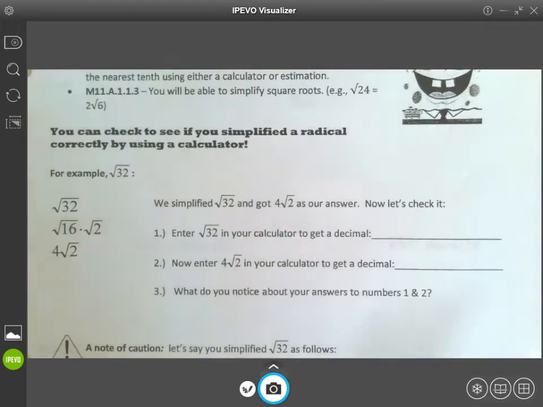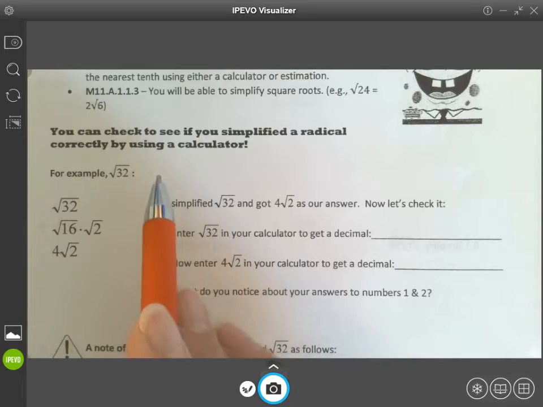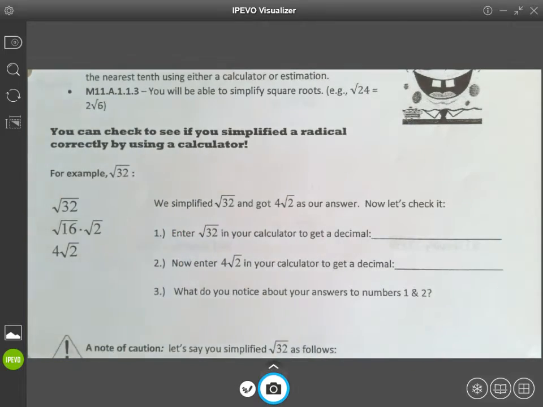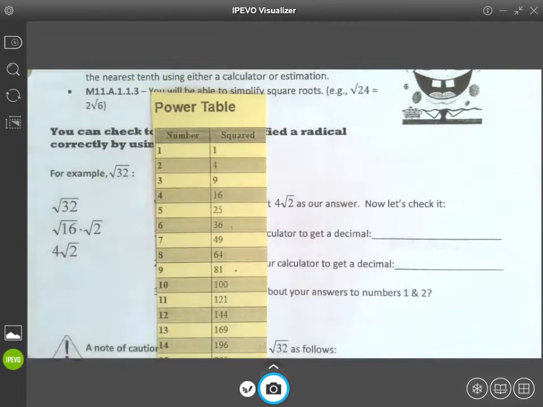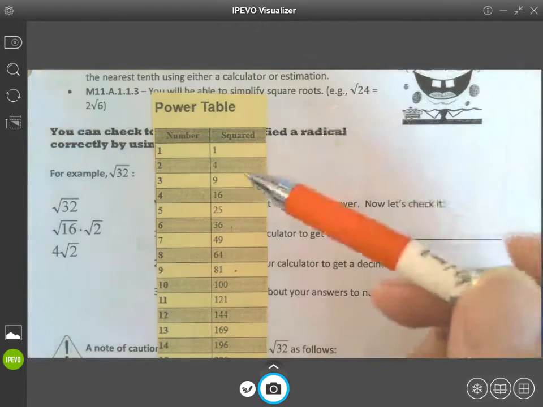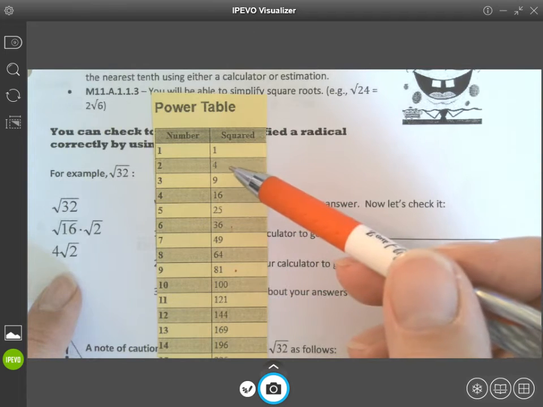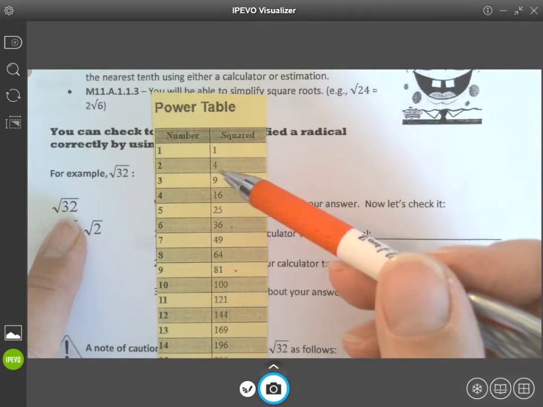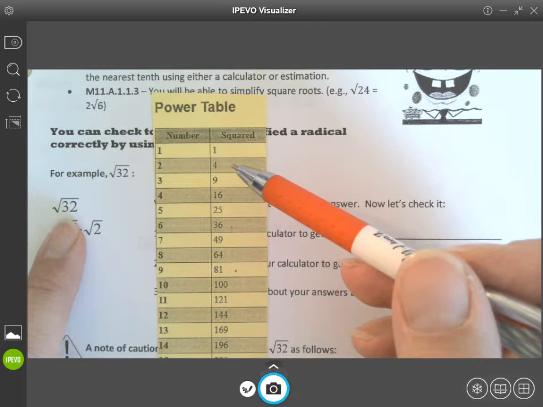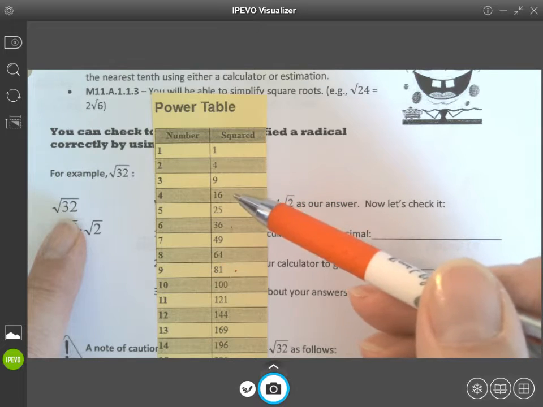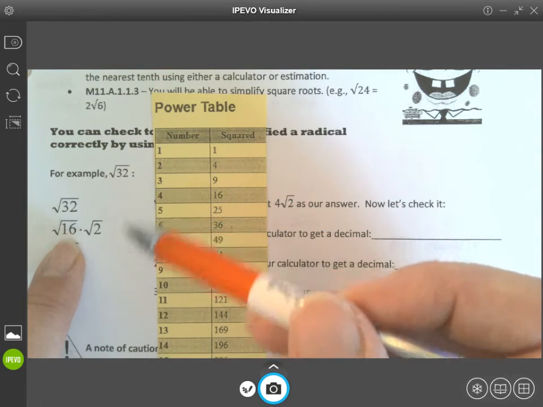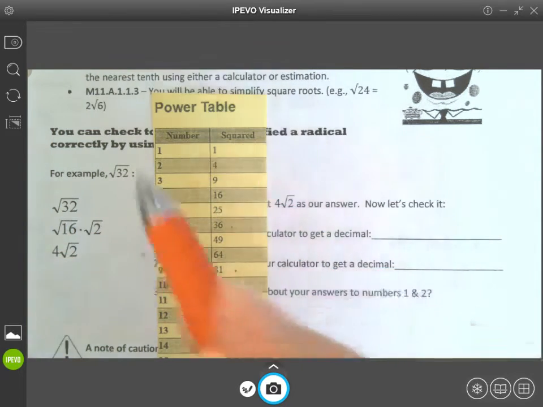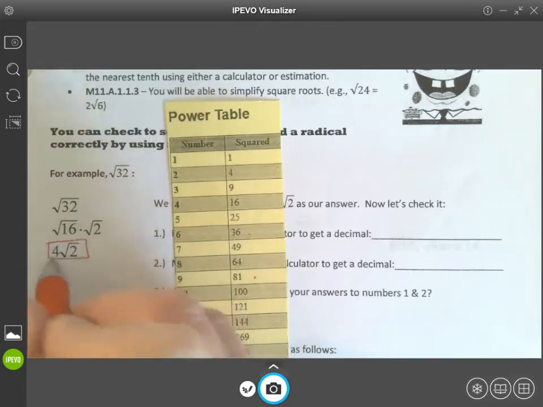Now remember, when we're finding the biggest perfect square, there's other ways to do it. You could find the prime factorization of 32 and then build your bases. But what we were doing was going through our list of perfect squares. I will tell you that 4 goes into 32, but it's not the biggest perfect square because 8 breaks down the other factor. If you kept going, you would find 16 and 2. So the simplified version of the square root of 32 is 4 square root of 2. That's the simplified version, and that's what we've been focusing on.